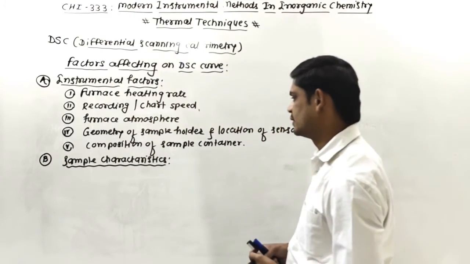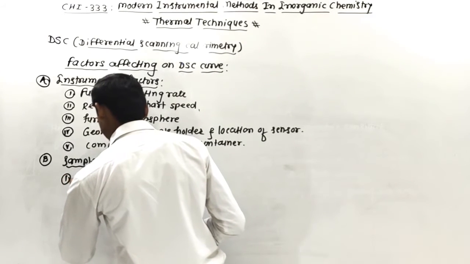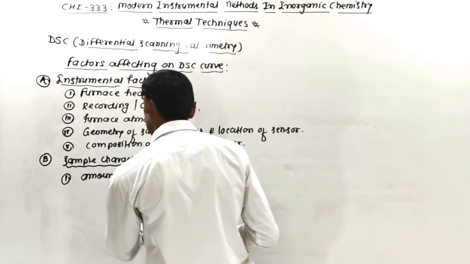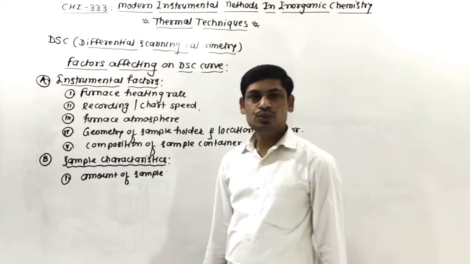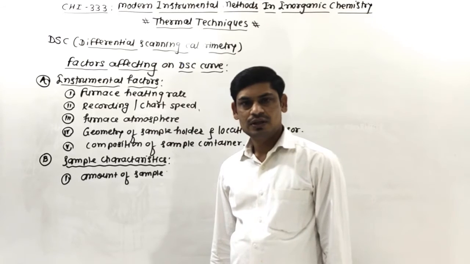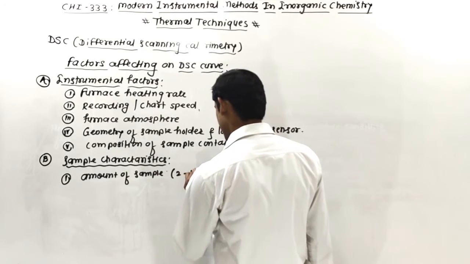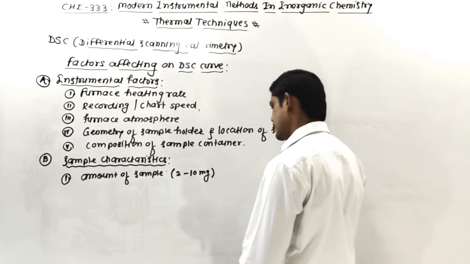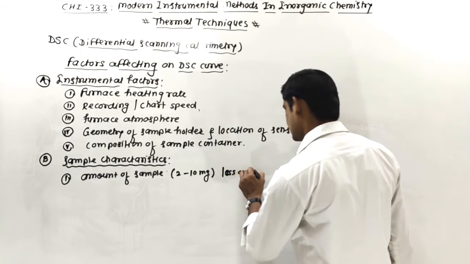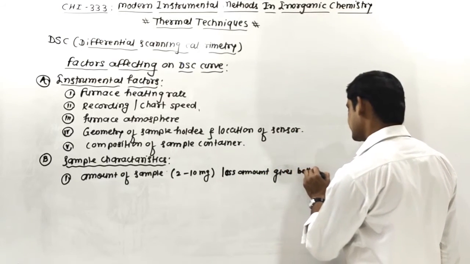Sample characteristic. First one is amount of a sample. Generally, 2 to 10 milligram sample is sufficient for DSC analysis. The minimum amount of sample will give a better result. Less amount gives better result.